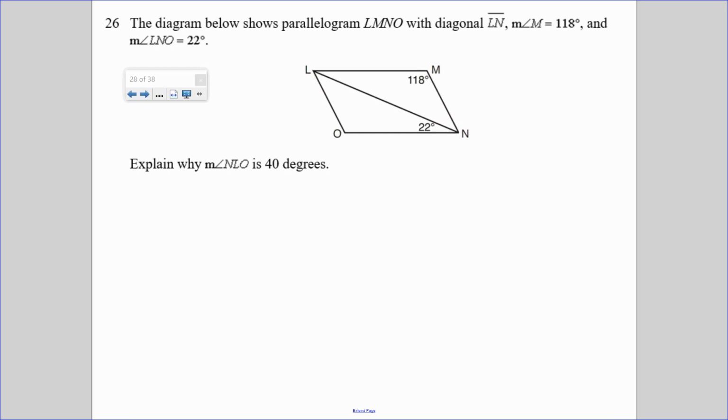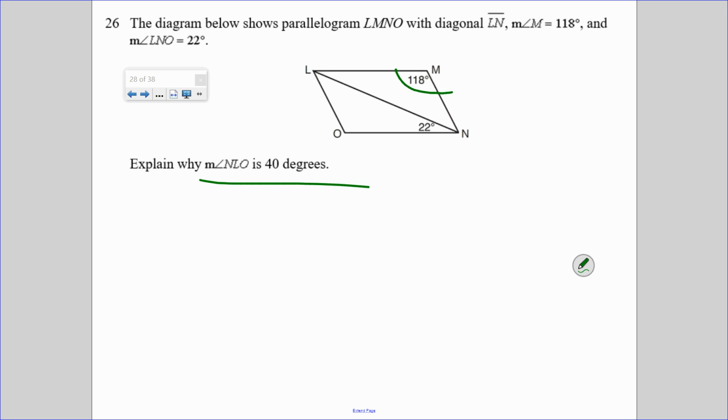Common Core telling you what the answer is. Explain why angle NLO is 40. Well, it says it's a parallelogram. It says the N is 118, says the L and O is that. I'm going to assume it doesn't tell me. I want to find angle NLO. Keep in mind it says explain, so I'm going to have to use words.